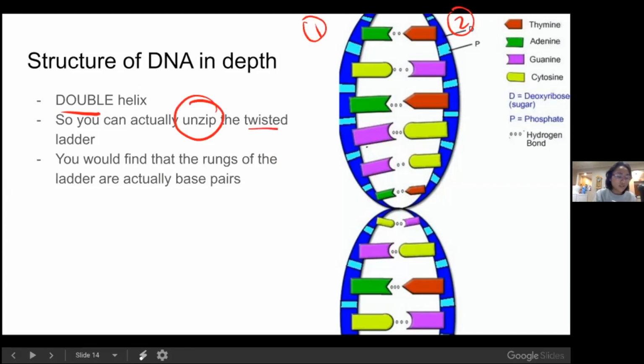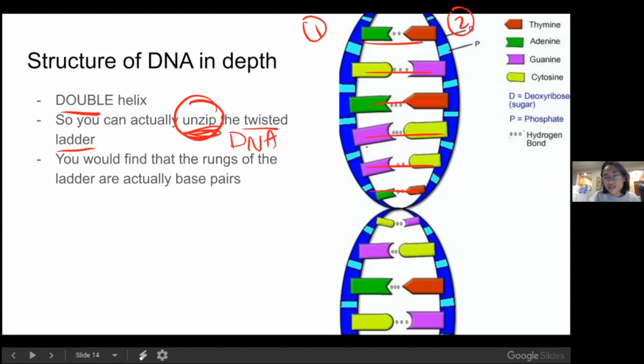It's like a twisted ladder, as you can see. Here are the rungs of a ladder, and then you twist it around. You can actually unzip that DNA. And that's a really important process of how organisms divide into multiple different cells, but we're not going to cover that today. Anyway, you can unzip DNA.